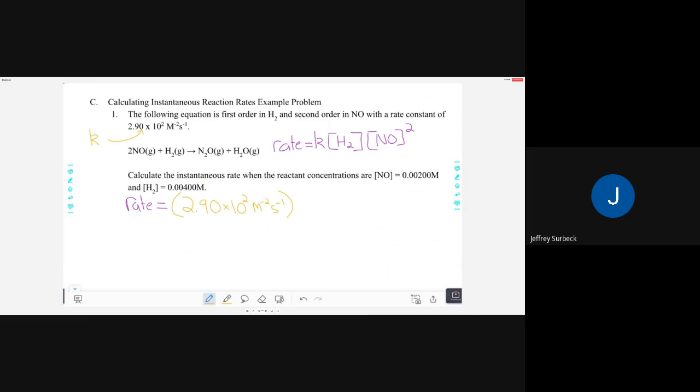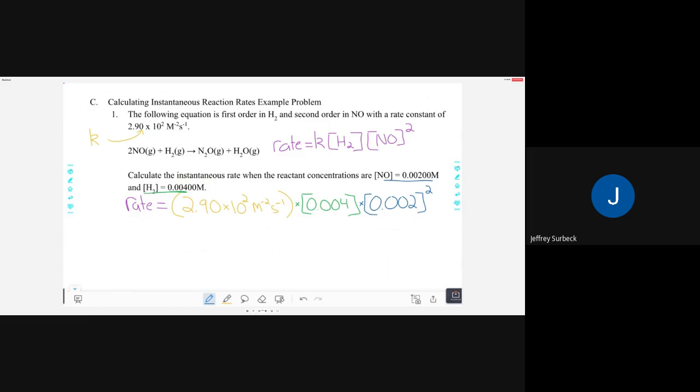I will then multiply it by the concentration of H2. If we look down here, H2 has the concentration of 0.004. It's raised to the first power, so I don't really need to worry about the power in this situation. And then I multiply it by the concentration of nitrogen monoxide. So I say times 0.002, but with NO we have to raise it to that second power.